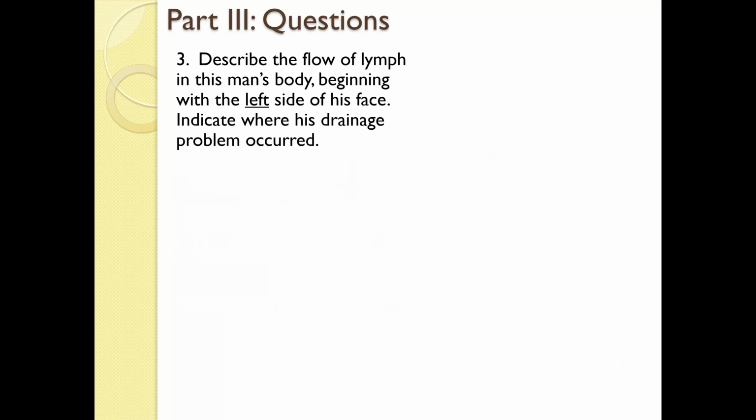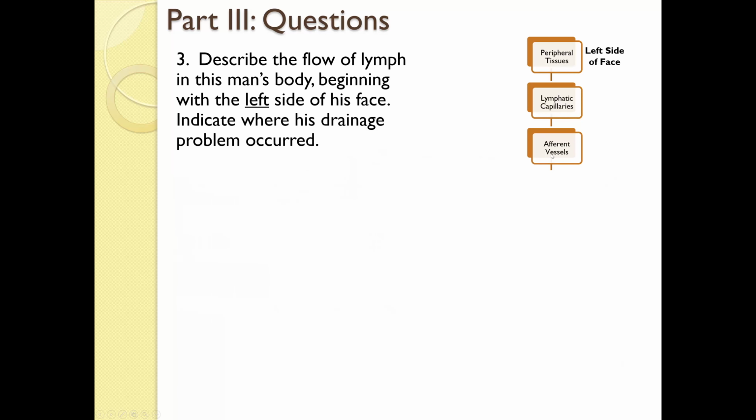Number 3, describe the flow of lymph in this man's body, beginning with the left side of his face. Indicate where his drainage problem occurred. So we're going to start with the peripheral tissues, and in this particular example, we're looking at the left side of the face. The lymph is then going to be picked up by lymphatic capillaries. It will then flow into afferent lymphatic vessels, where it will enter lymph nodes and then leave the lymph nodes through efferent lymphatic vessels. These vessels will then join together to make larger lymphatic trunks.